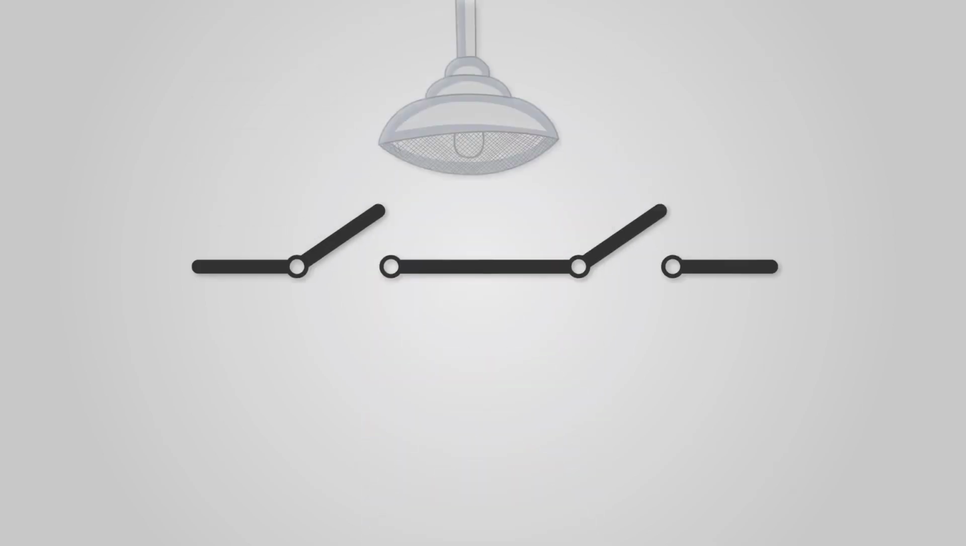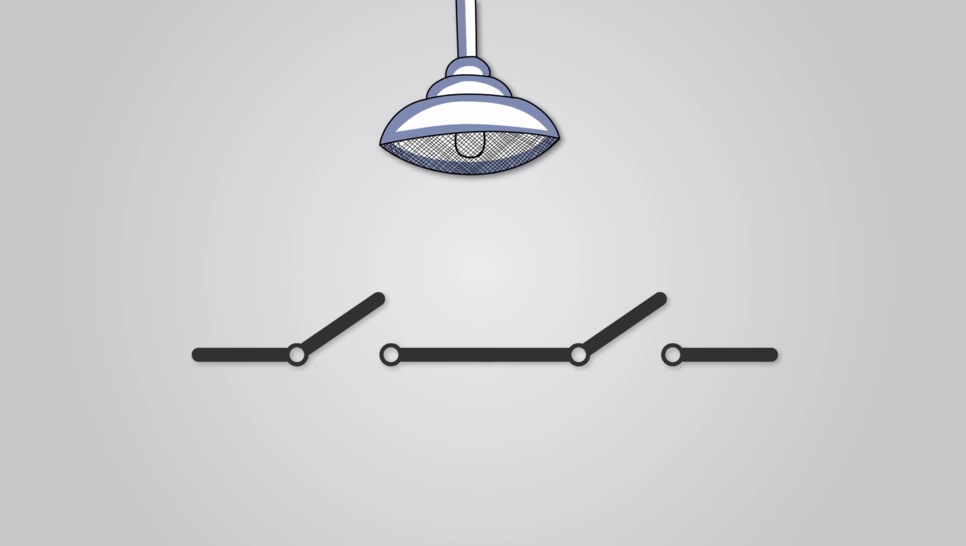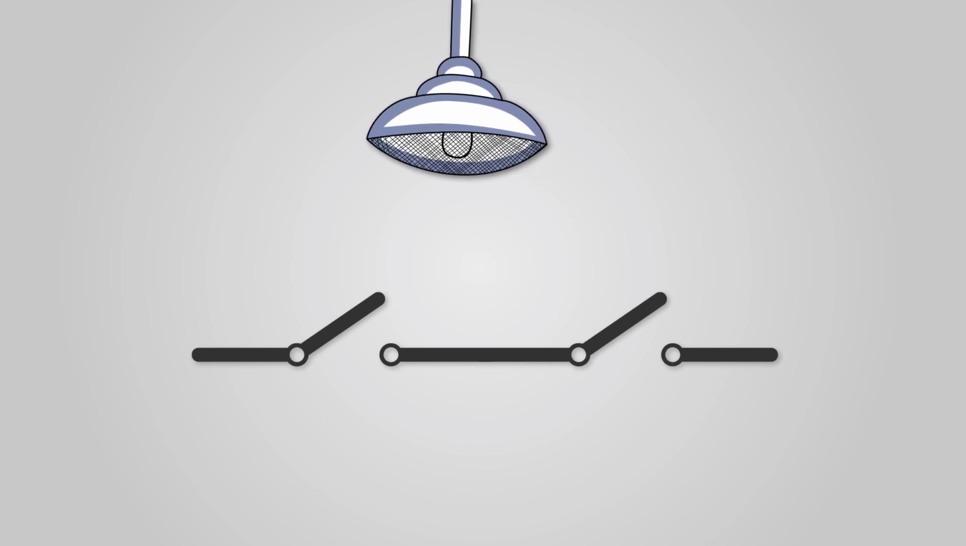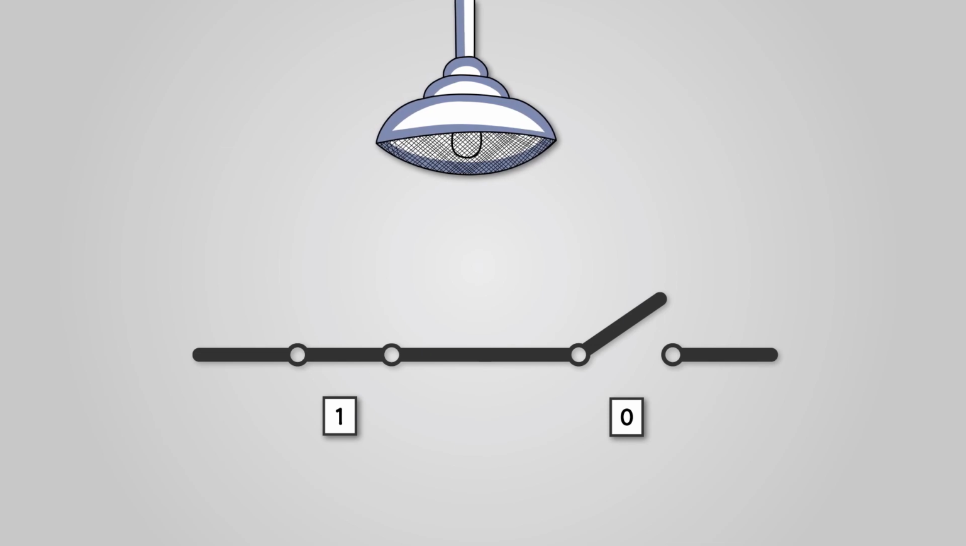Imagine you had two switches in a line. If both switches are open, turned off, no power can reach the light bulb, so the light bulb is turned off. So here we have two zeros leading to no electricity reaching our light bulb, which we can also think of as a zero. Now let's close one of the switches.